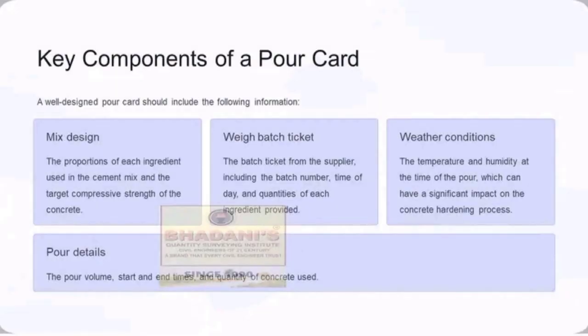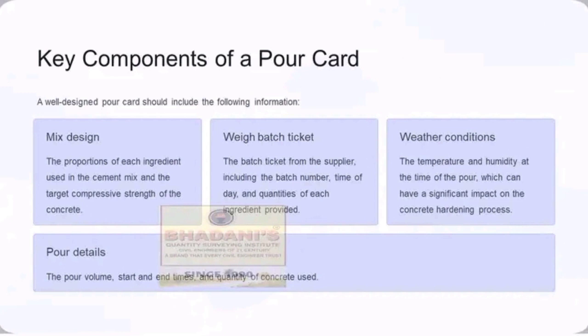The person using the POA card should also know the various components of a POA card. A well-designed POA card has different components. The first component is the mix design. The mix design is the proportions of each ingredient used in the cement mix and the target compressive strength of the concrete. Just as I had said earlier, each and every class of concrete has its compressive strength. There are various classes of concrete, so the POA card will tell you the class you'll use.